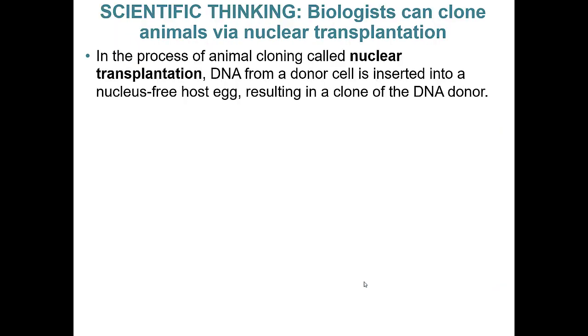One way to do animal cloning is called nuclear transplantation. What we do here is we take DNA from a donor cell and insert it into a host egg that does not have a nucleus in it. So you're essentially using the host egg just for the cytoplasm and putting a nucleus in that. So the result is a clone of whatever the DNA donor was.